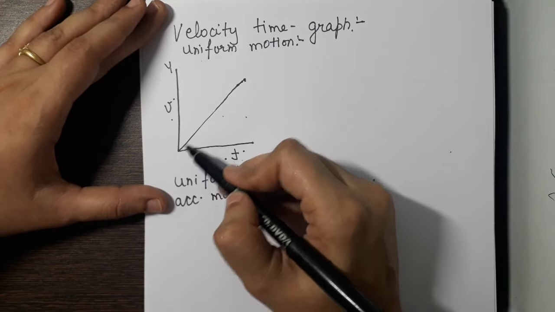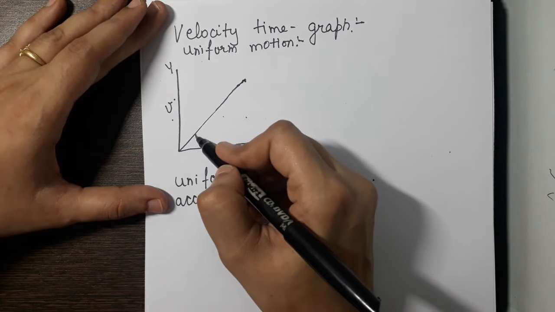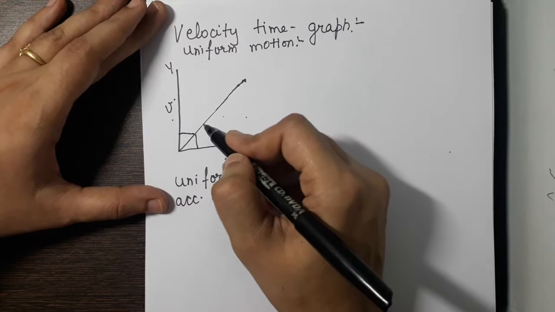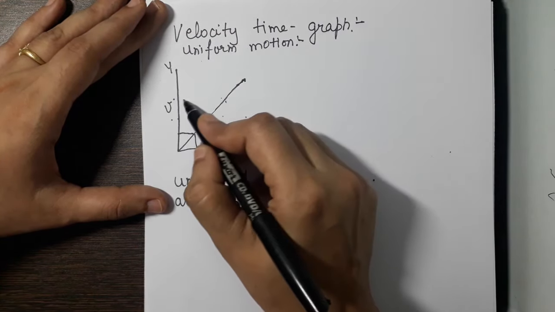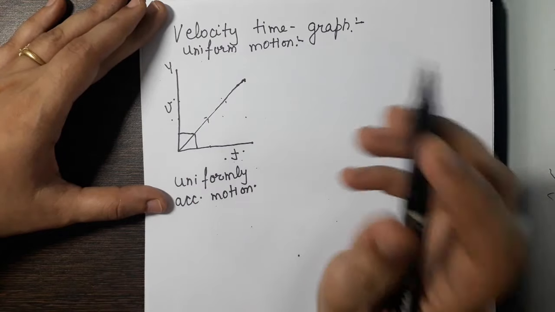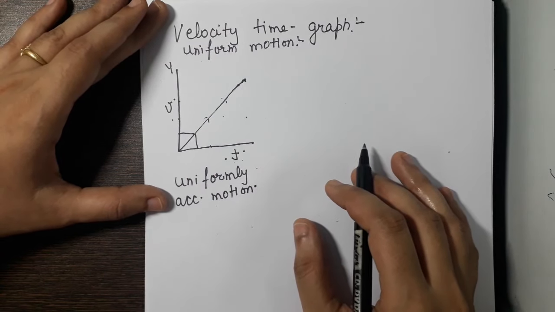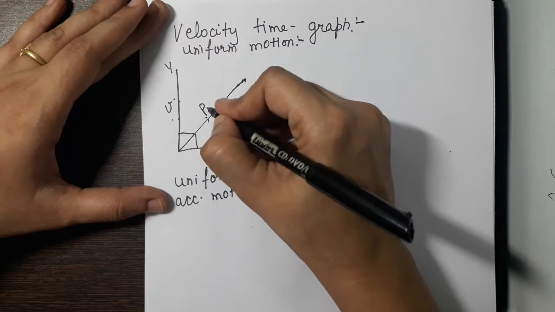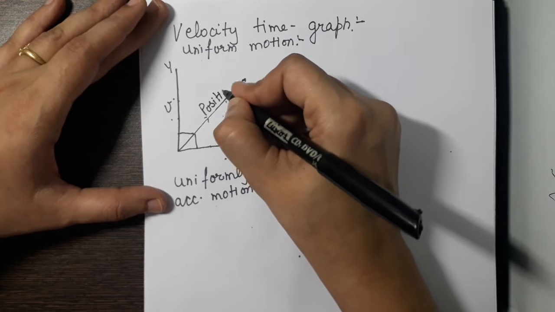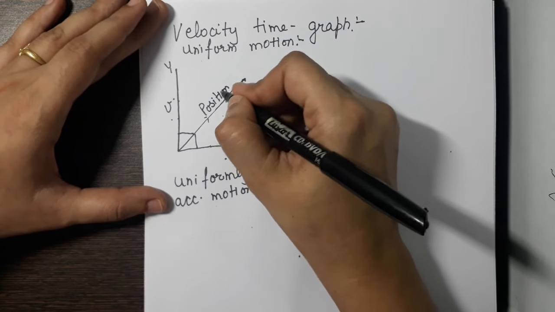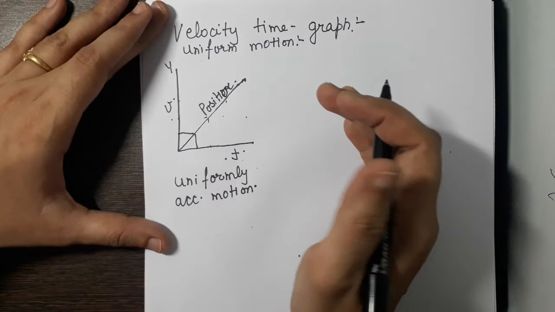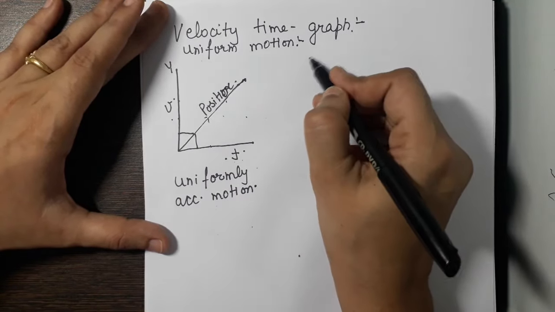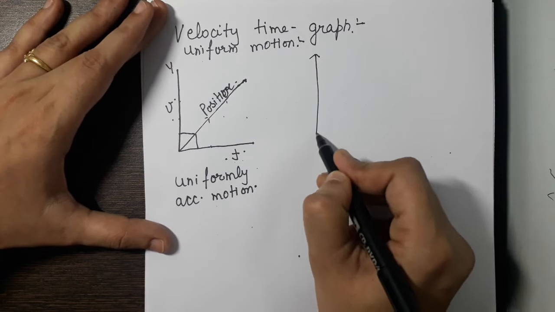Here velocity is changing with time but uniformly. Uniformly means in equal intervals of time, velocity is changing by an equal amount. So this is a positive slope, means increasing. So this is the graph of acceleration. But what will be the graph of retardation?